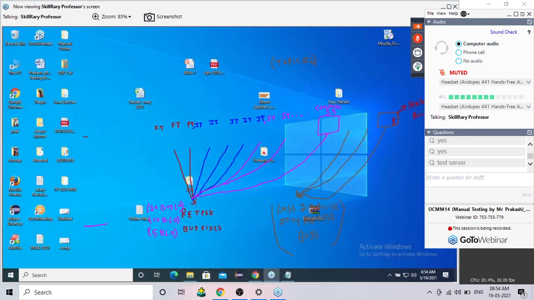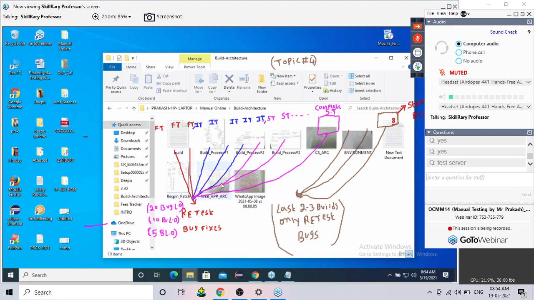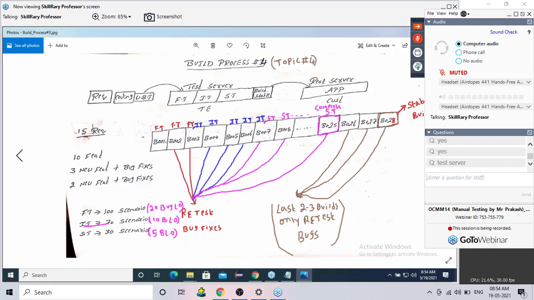Oh, I think the diagram is closed. 1 minute, guys. Especially these experienced people, this is very important for you guys. 2018, 17, 16, 15. Very, very important, this topic.